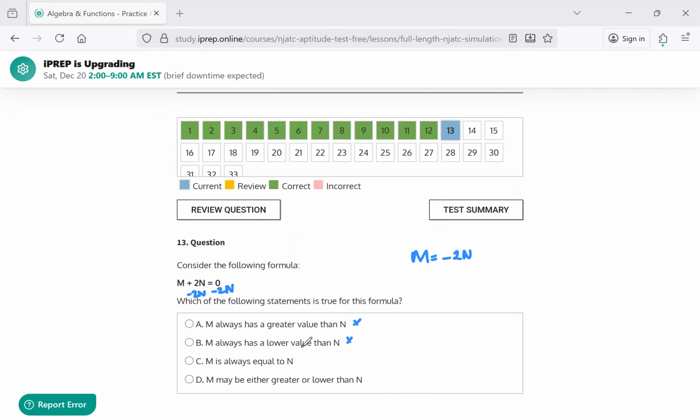C, is M always equal to n? No, not always, right? You could plug in n equals 0 and m equals 0, but the keyword is always. So no. What about D? M may be greater than or lower than n. That is a true statement, right? Because n can be positive or negative. It could be greater or lower than n. So I'm going to say D.